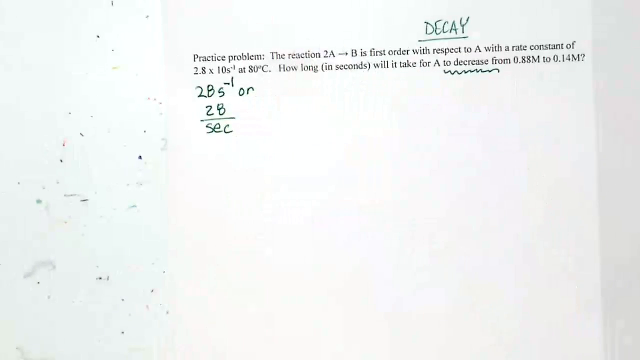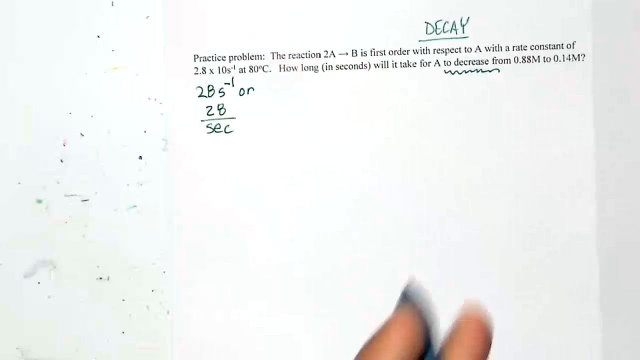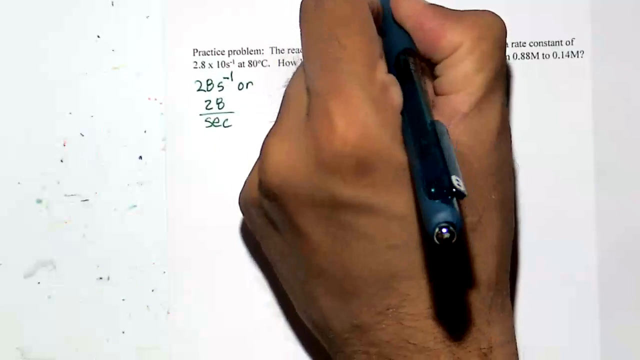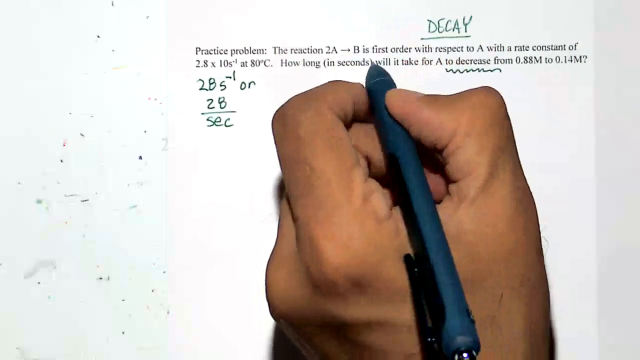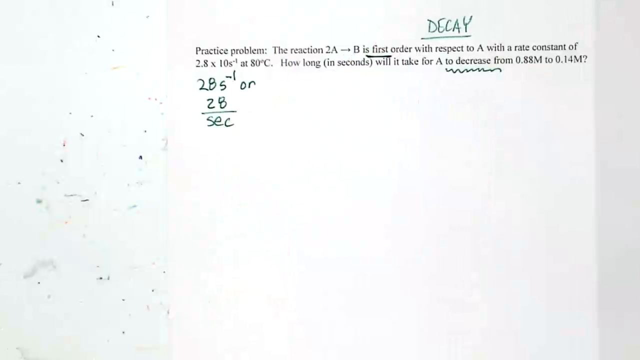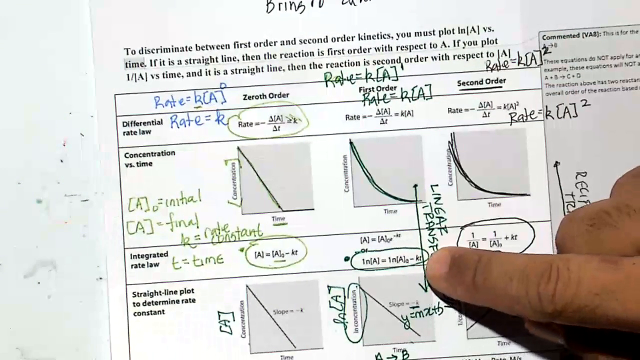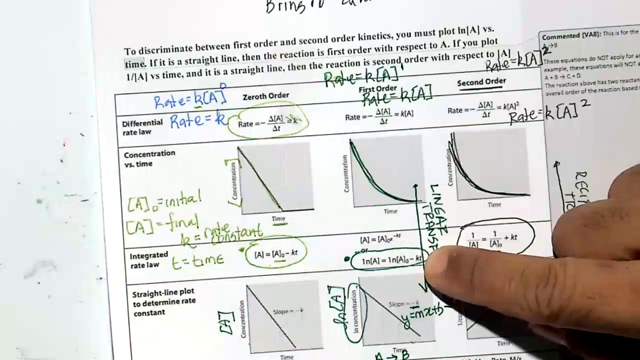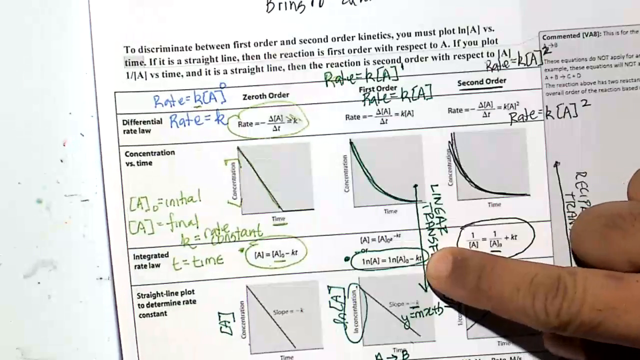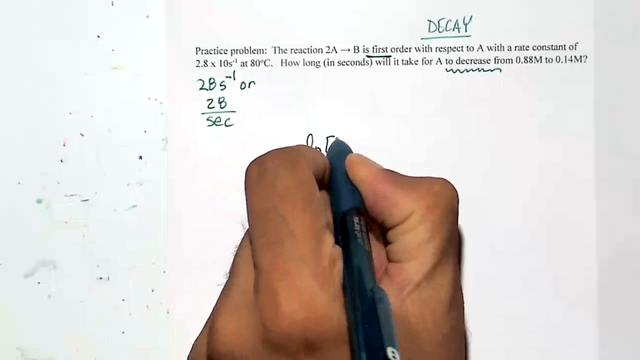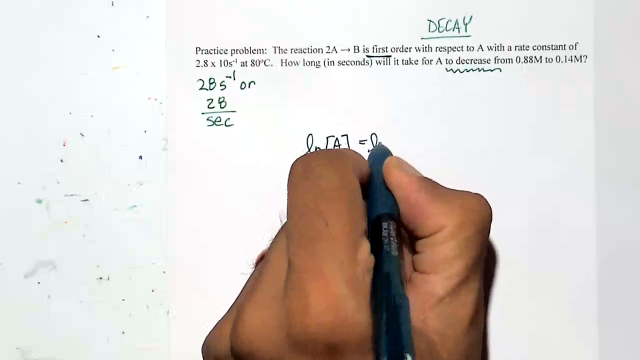So what equations are we going to use? How will this decay? 2A goes to B. First order. So what equation would be for first order? First order, we'll utilize this equation. So natural log of A equals natural log of A naught minus kt.